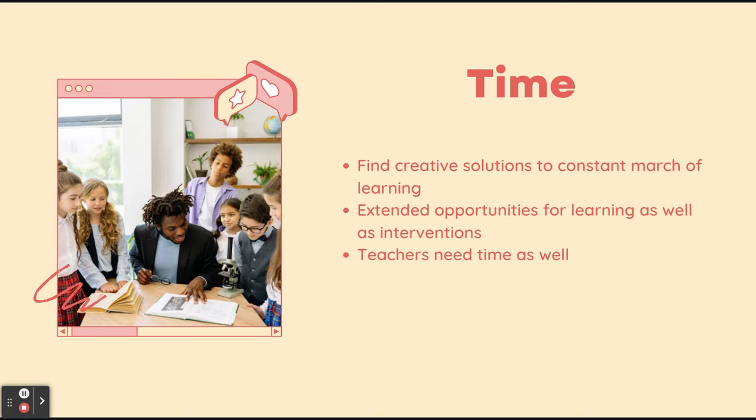Next is time. We need to find creative solutions to the constant march of learning. Things are consistently going on and on and on. It's important that we have extended opportunities for learning for those students who are maybe a little bit faster. But we also need to have interventions for students that maybe need more support. And the emphasis does not need to be on, okay, well, you need to be done with this a month ago. Well, you're still learning it. And if students really are still learning it, then they obviously need more time.